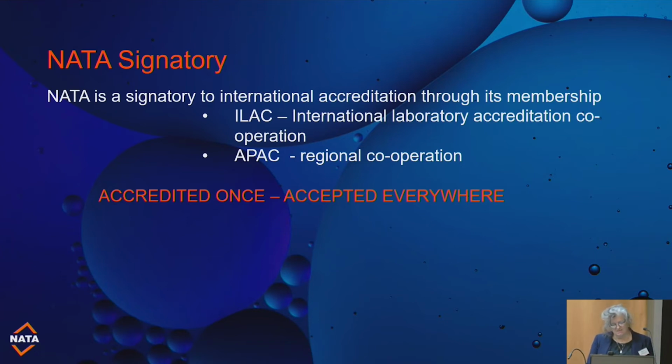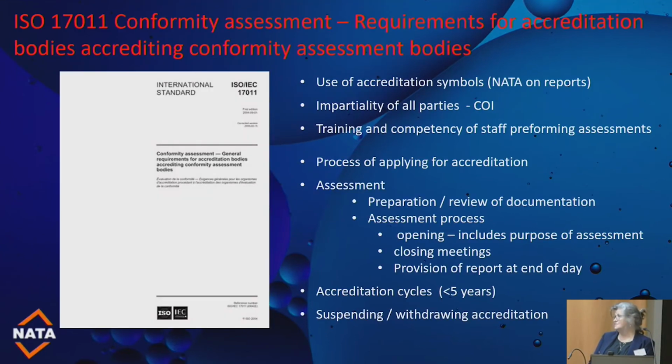To be a signatory, an accreditation body has to act in accordance with the standard 17011, which I think Andy briefly touched on yesterday. This is the auditing standard, and it has a very convoluted name: conformity assessment requirements for accreditation bodies accrediting conformity assessment bodies. So our labs are called conformity assessment bodies. You may hear people call them CABs. So here are some summaries of what's in the standard.